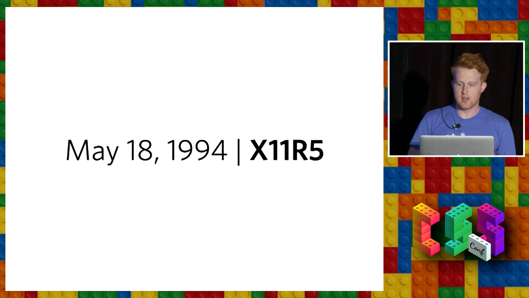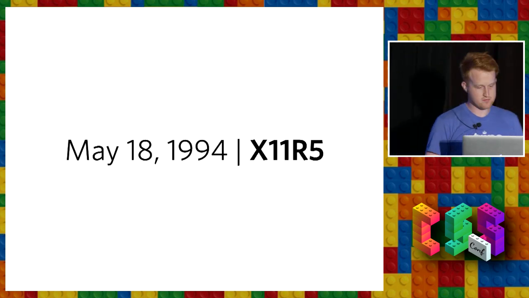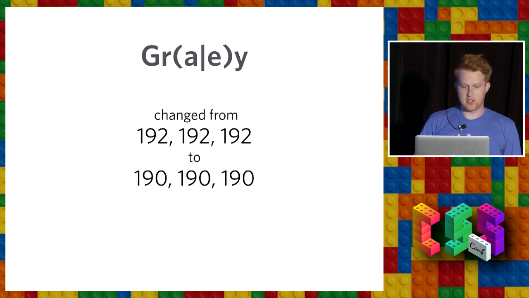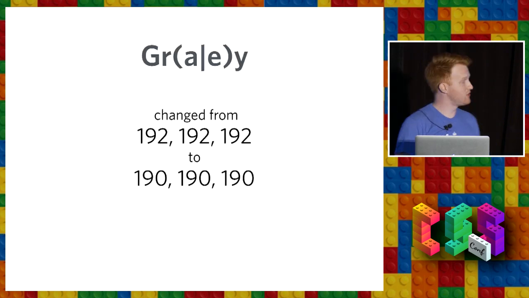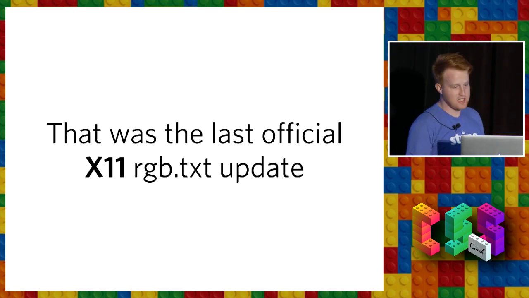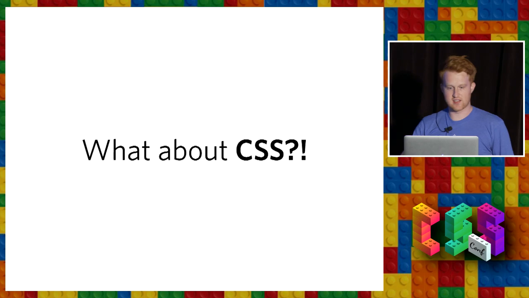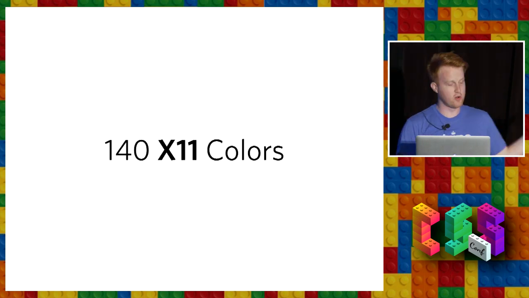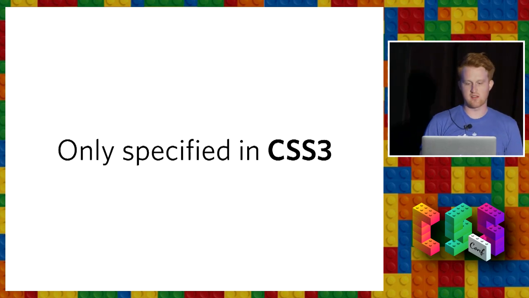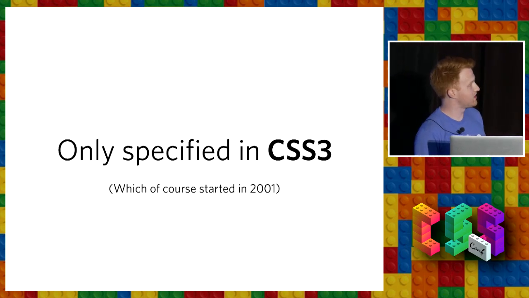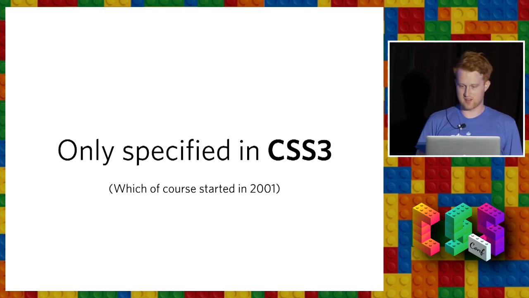So 5 years pass. We have the next version of X11, R5, and we changed gray from 192 to 190 across the board, and that was the last official X11 RGB.txt update. So how does this relate to CSS? Here are some CSS colors, all of them. There are 140 X11 colors, and they were specified in CSS3, which seems pretty recent, except that CSS3 was, of course, started in 2001, which kind of blew my mind.